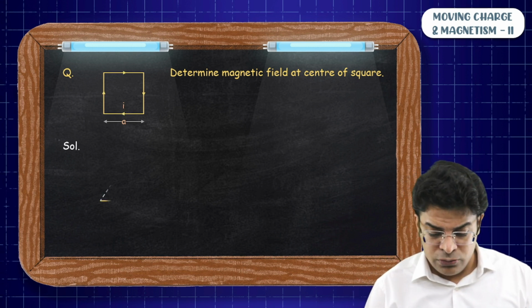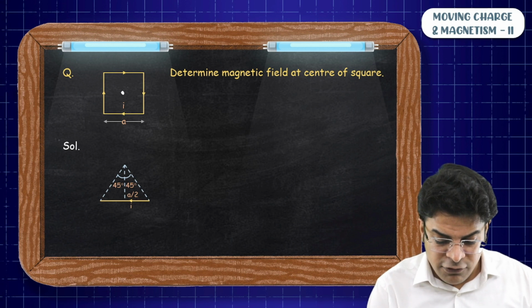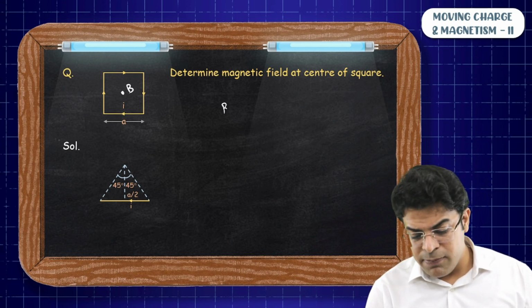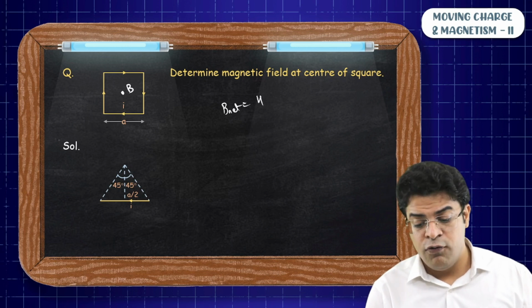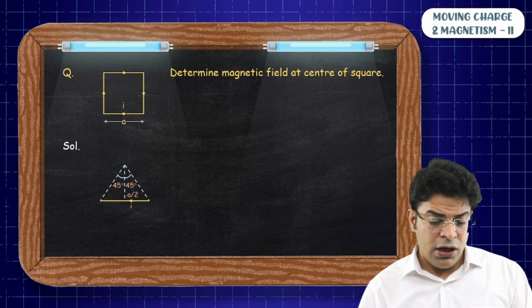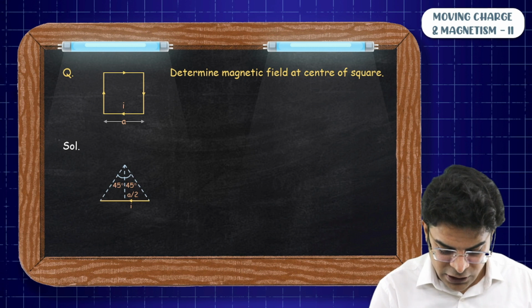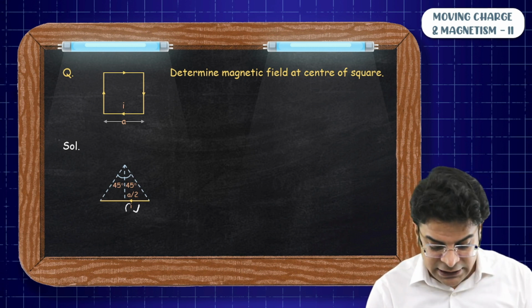So let's assume that due to each part, the strength of magnetic field is B and the net magnetic field at center has to be 4 times B, right? Now how to find B? Simple. Think of only one part which carries current I.